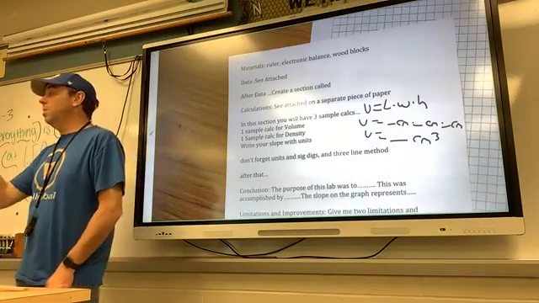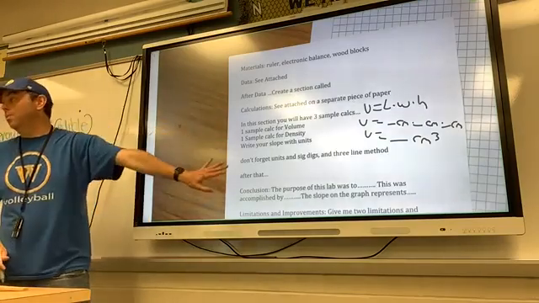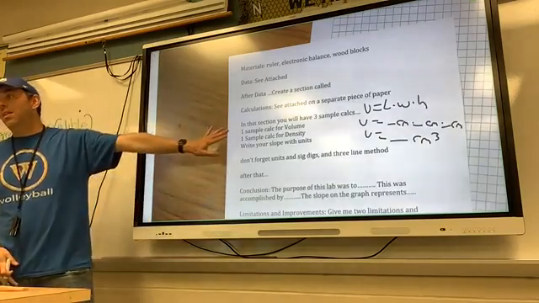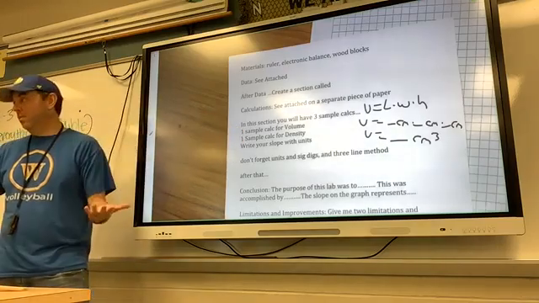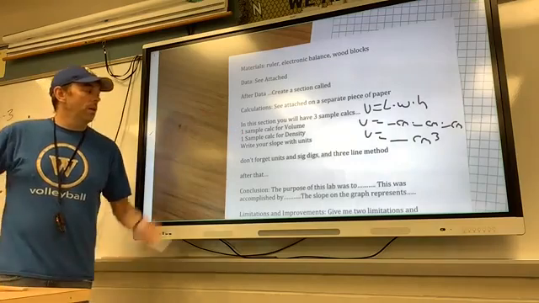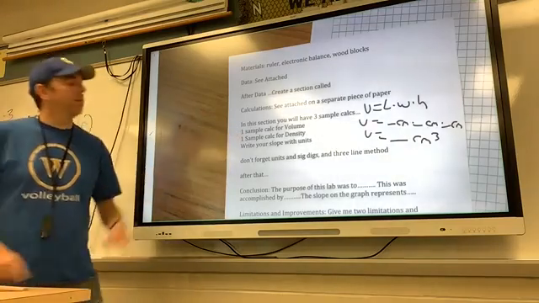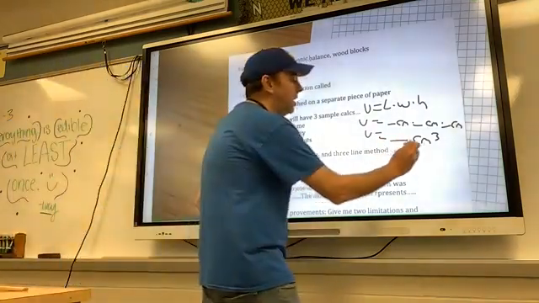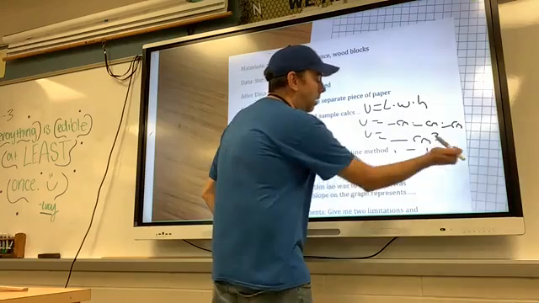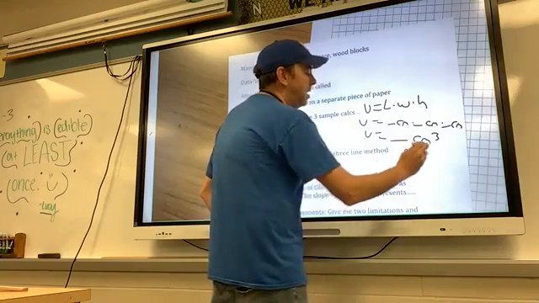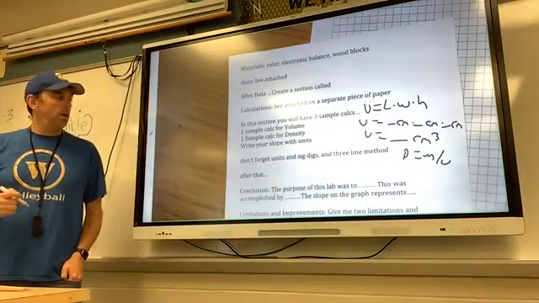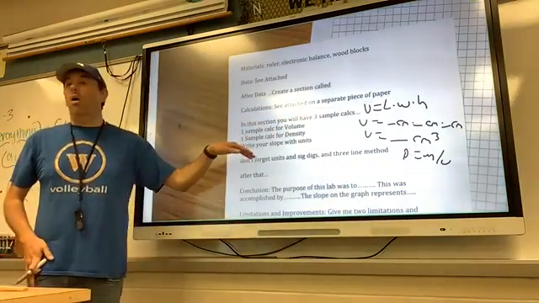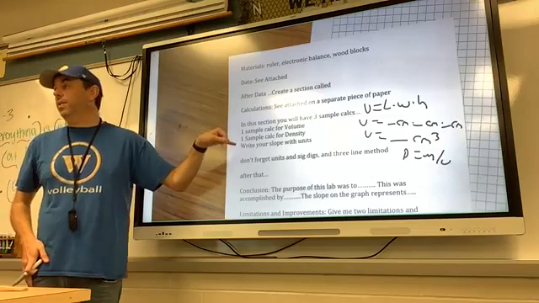You can do that on a separate sheet of paper. You can type it if you want to, if you don't want to do the C attached. It's just kind of a pain to type a three-line method. But if you want to, you can. One sample calc for density. You do the same thing for density. D equals M over V. Show the three-line method. And then all you have to do is write your slope with units.